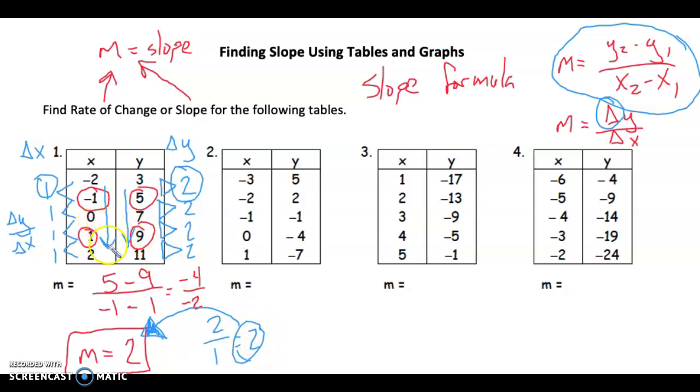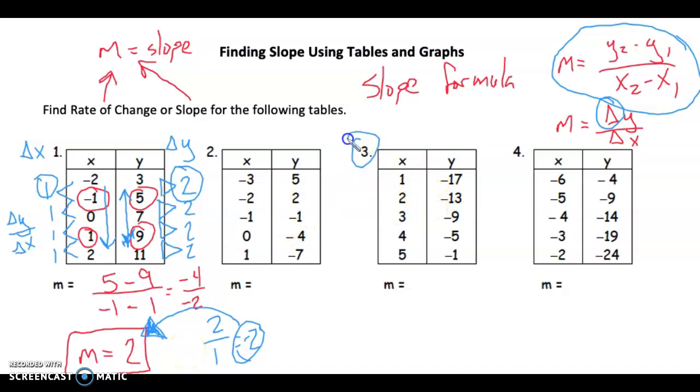If the arrows are both going up, they're still matching, it'll be a positive number. Now, if the arrows are different, if one arrow is going down and one arrow is going up, then it's going to be a negative value for our slope. So make sure to check that, guys.